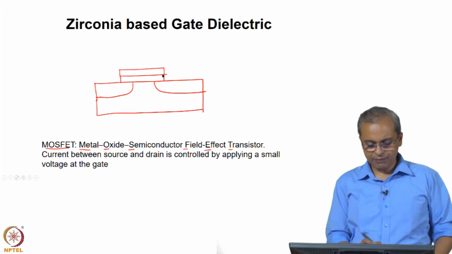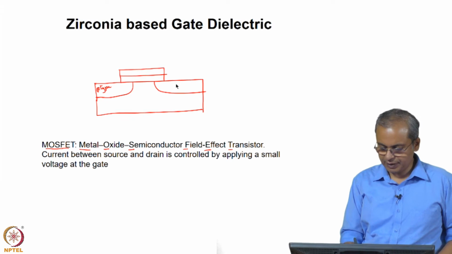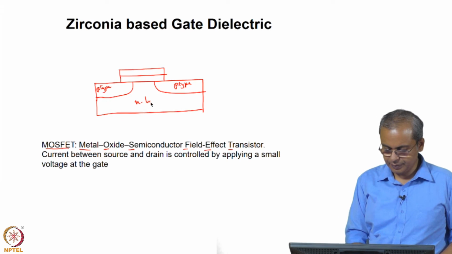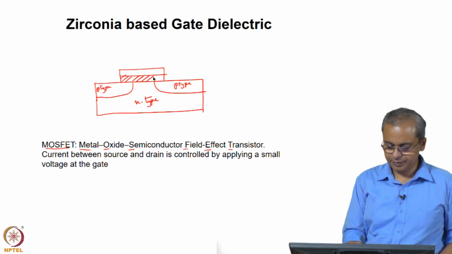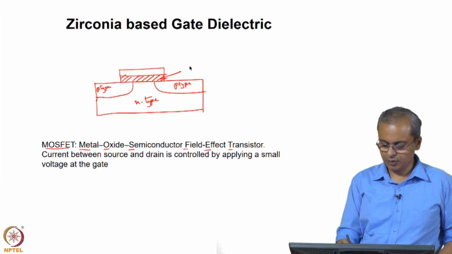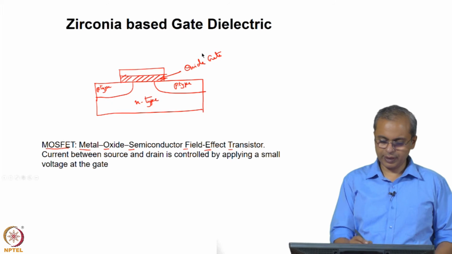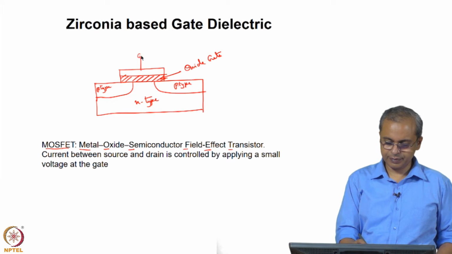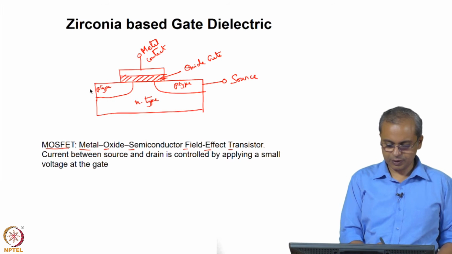Okay, so we have a p type semiconductor here, we also have another p type semiconductor, this is n type, and then this is a gate, oxide gate, which would be made of zirconia, and then you have metal contact. So, this would serve as a source and this would serve as a drain.